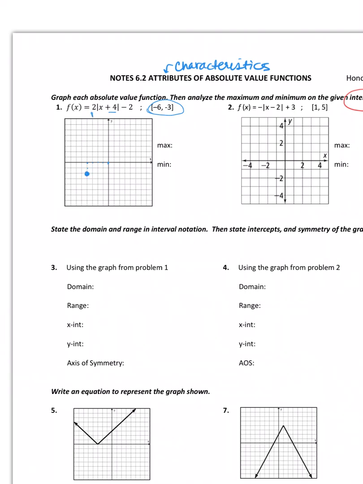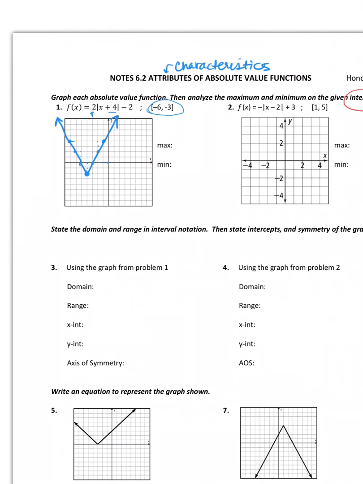Now my slope, notice, is a 2. So I'm going to go up 2 over 1, up 2 over 1, up 2 over 1. Same thing here. So I'm going to have a really skinny looking V, right? V for absolute value. All right, so I've graphed it.